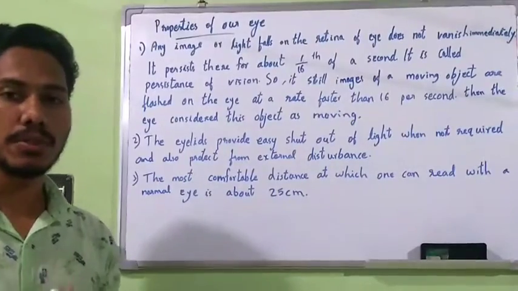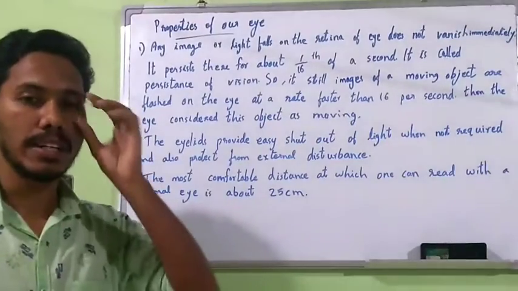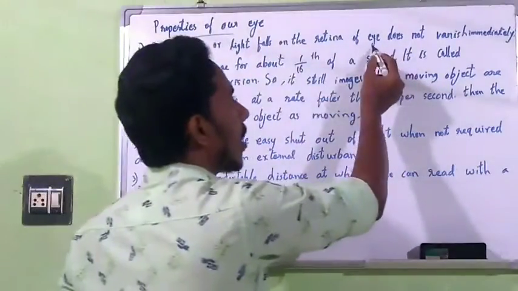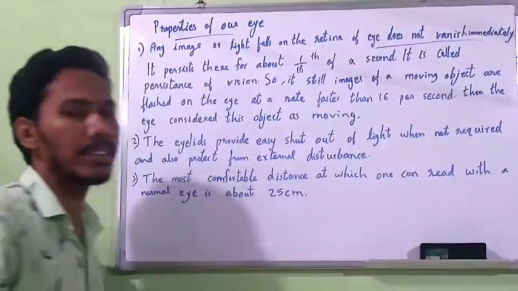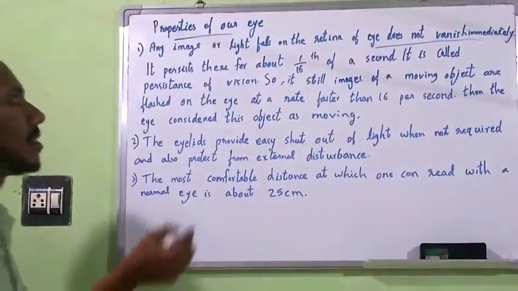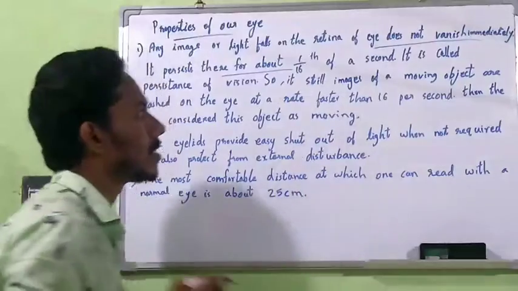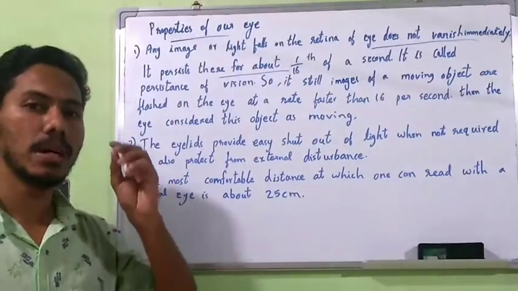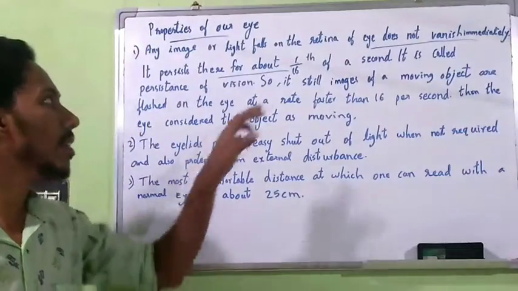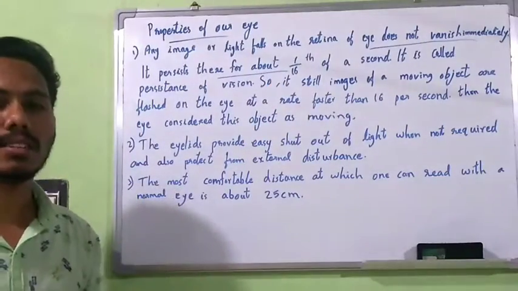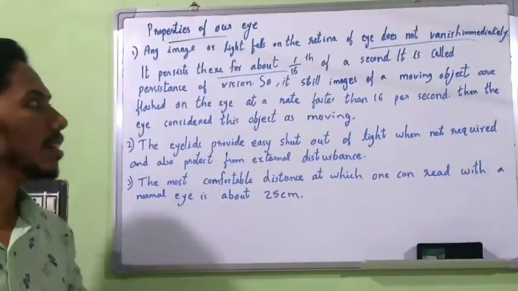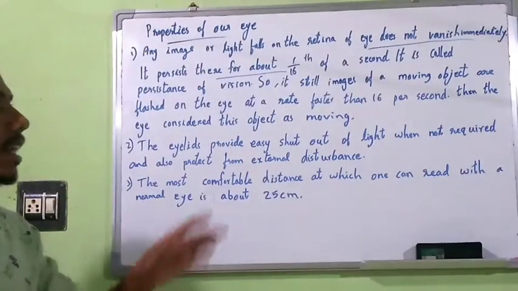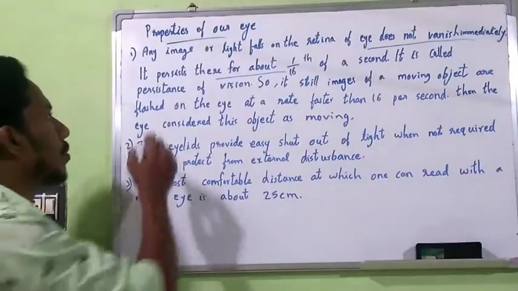Then properties of our eye. What are the properties of our eye? Any image or light that falls on the retina does not vanish immediately. It persists for about 1/16th of a second. The image of any object persists in our eye for 1/16th of a second. It exists for some time in our eye.